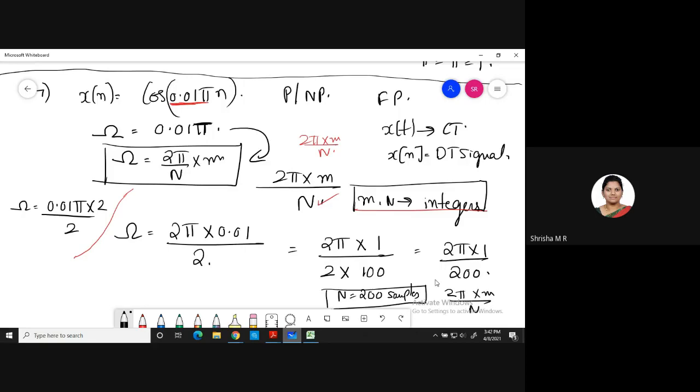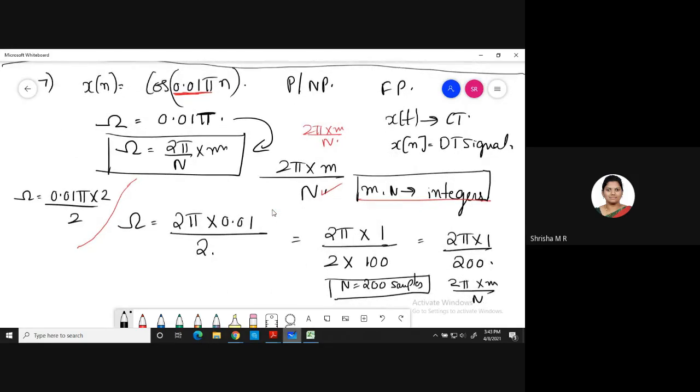Is it clear? Yes, ma'am. Everyone? So when you can't express this in this form, then it is non-periodic. Okay, you can stop at that stage. Clear? Did you understand this problem? We'll solve more problems and you'll get more clarity.